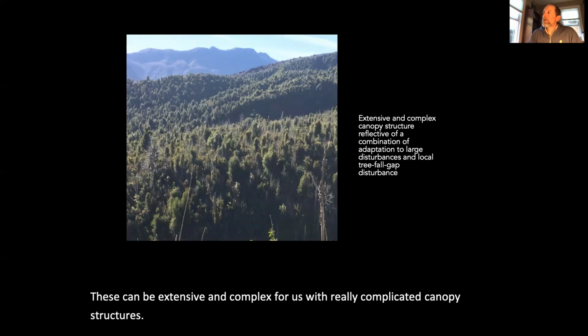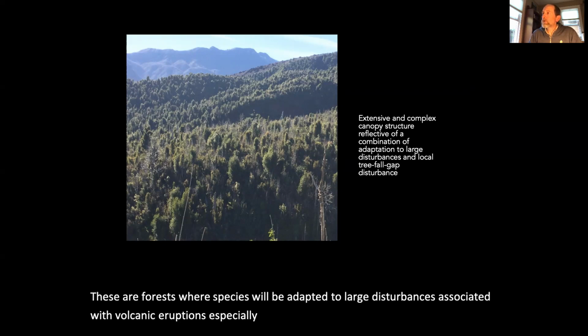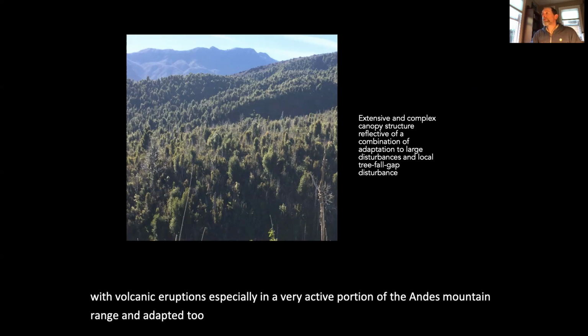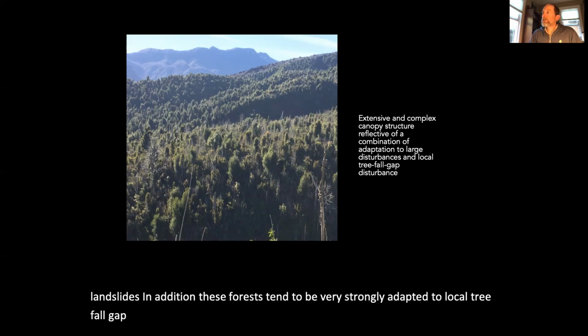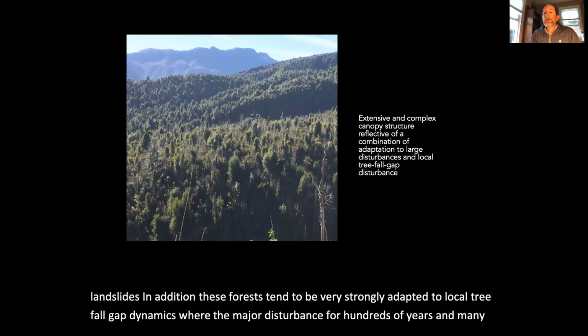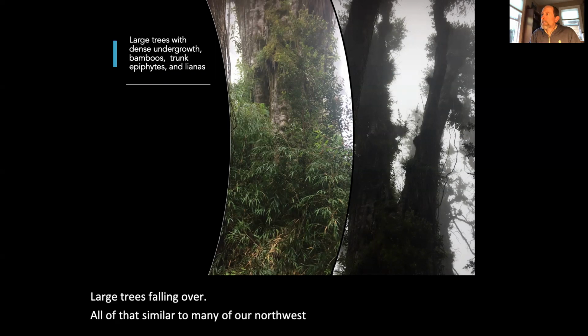These are forests where species will be adapted to large disturbances associated with volcanic eruptions, especially in a very active portion of the Andes mountain range, and adapted to large disturbances associated with wildfire or landslides. In addition, these forests tend to be very strongly adapted to local tree fall gap dynamics, where the major disturbance for hundreds of years in many of these forests may be large trees falling over. All of that's similar to many of our Northwest forests.